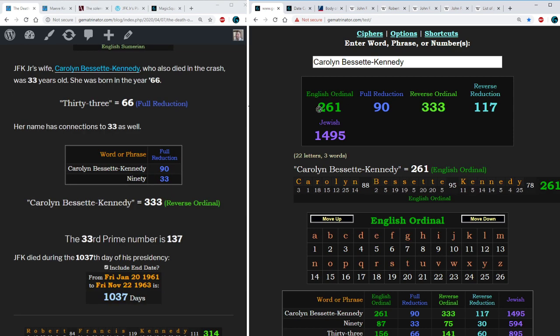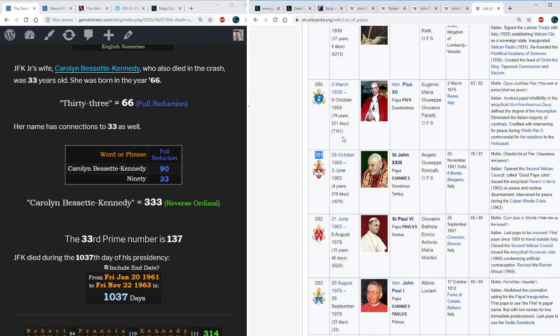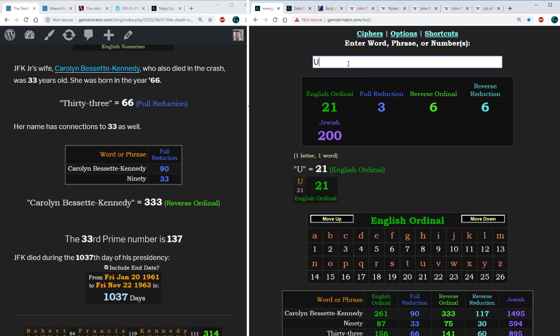Something that's worth mentioning also is this 261. I skipped over this earlier, but I wanted to point out that the Pope who died just before JFK visited Italy and met the new Pope, St. John the 23rd, was the 261st Pope in the history of the Catholic Church.